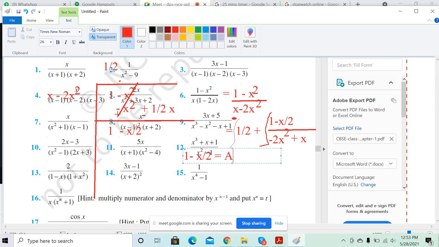So here this can be represented as a into d by dx of minus 2x square plus x, plus b, isn't it? So you just need to get the value of a and b. So what will the a value be here? Now look at this part. It is equal to a times the differentiation of minus 2x square, which is minus 4x.